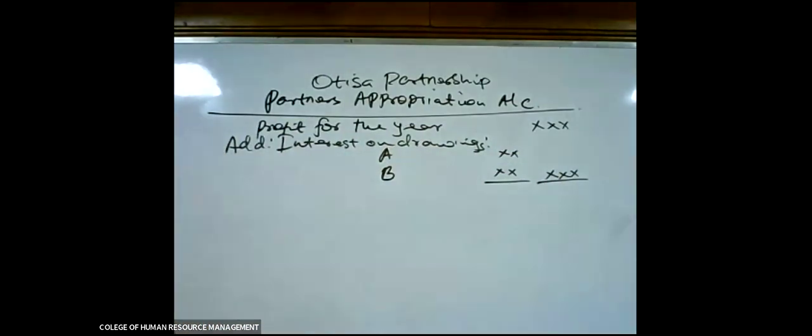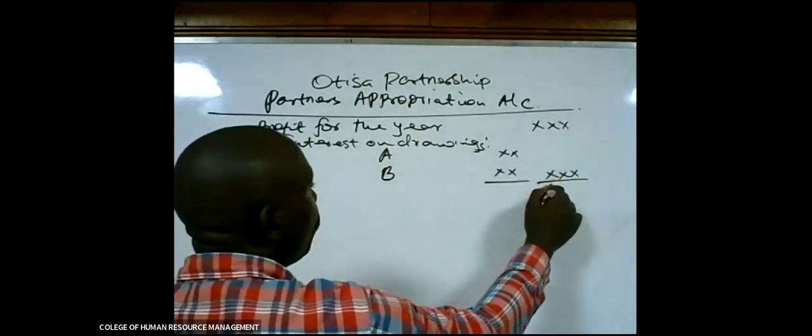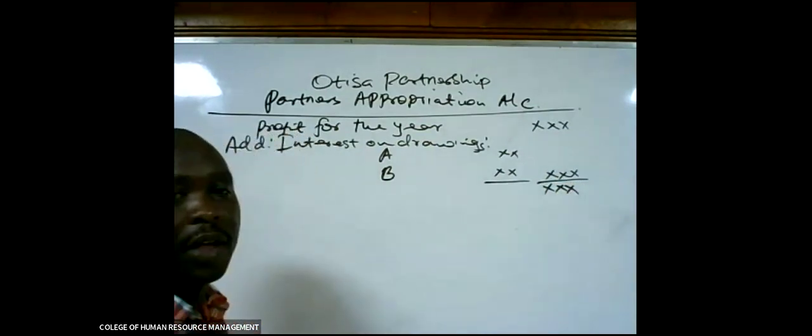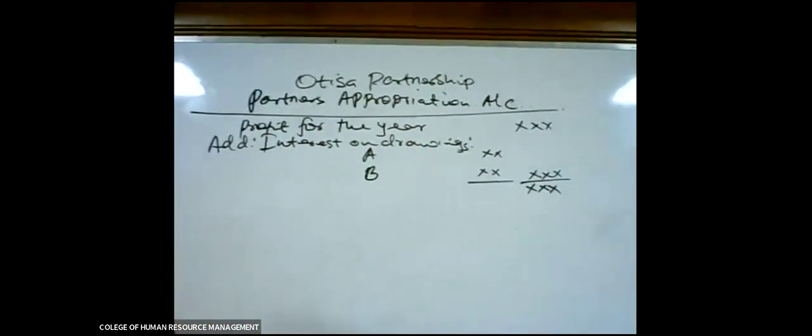Interest on drawings is an income to the partnership. You took money from the business for your own use. When you pay back, you pay with interest. That interest becomes an income to the partnership, so it is added to the net profit. Get an amount there. This amount now will be distributed as follows.